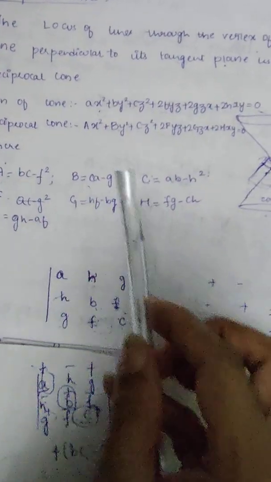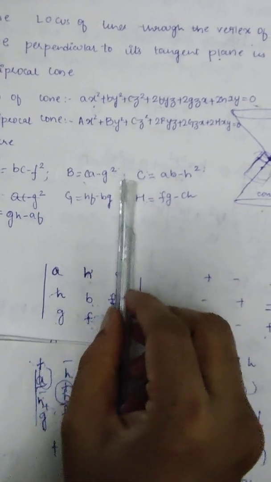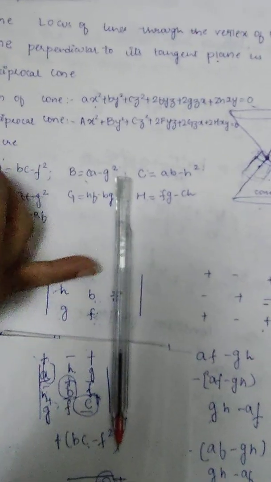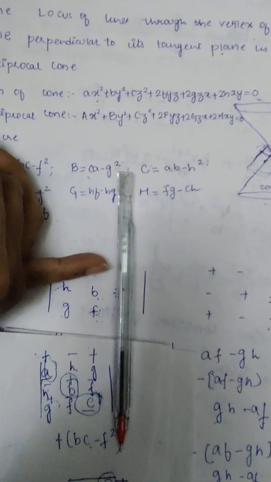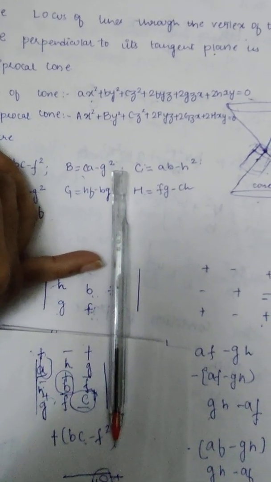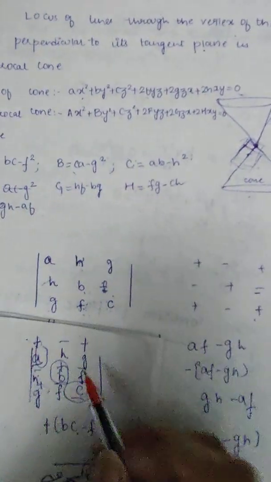Similarly, let us move on and take the determinant for G. So small g. Hide the column where G is there and hide the row where G is there, and take the determinant. It is going to be what? HF minus BG. And then what is the sign above G? It's plus, so it doesn't make any difference.